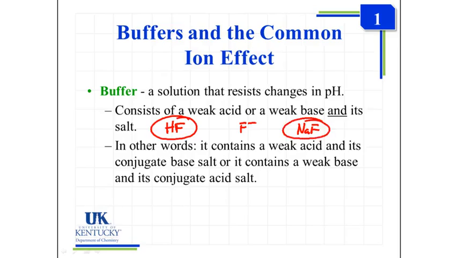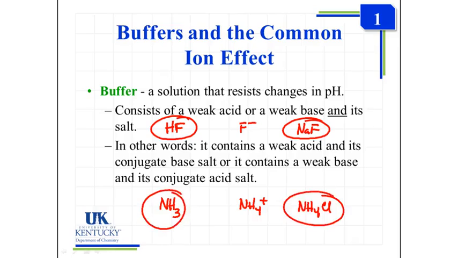It could also consist of a weak base and its salt. So let's think of a weak base. Ammonia is a weak base. If we were to think about its conjugate acid, that would be NH4+. Well, I can't go and obtain some NH4+ off the stockroom shelf. I need to obtain a salt that contains that ion, so I put a counter ion with it, a negatively charged ion, and it's chloride for an example. There would be a salt. So we have a weak base and its conjugate acid, salt. That would be a buffer.